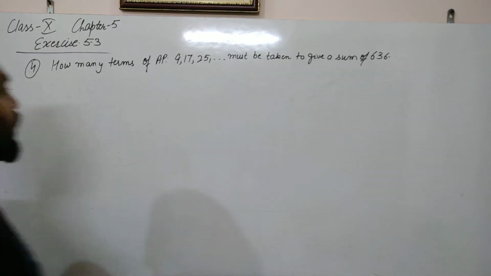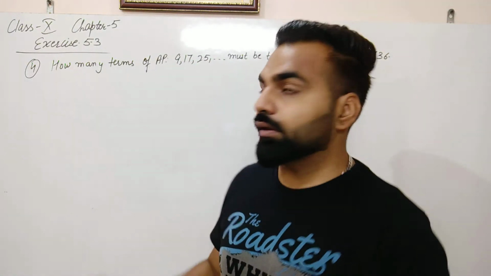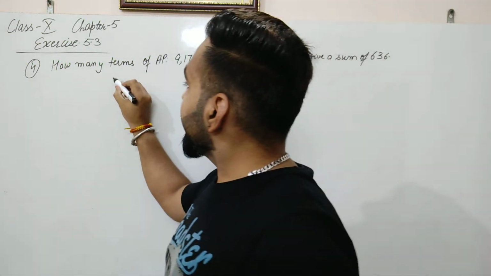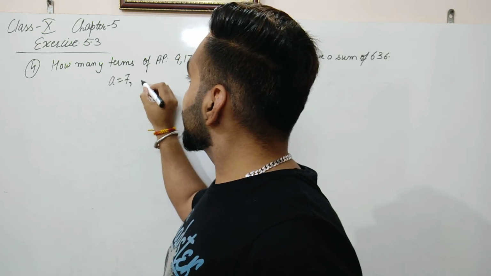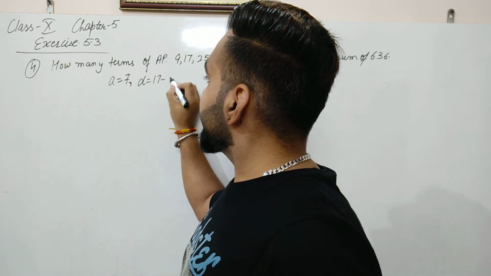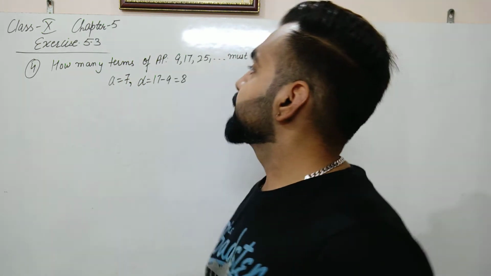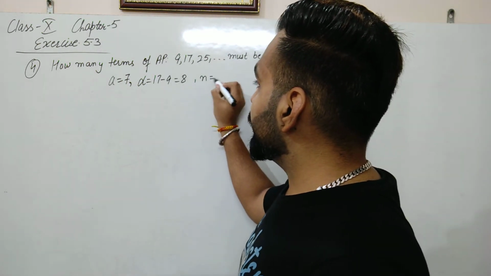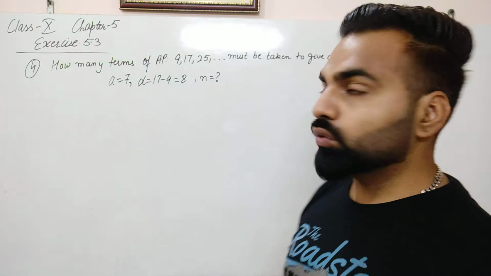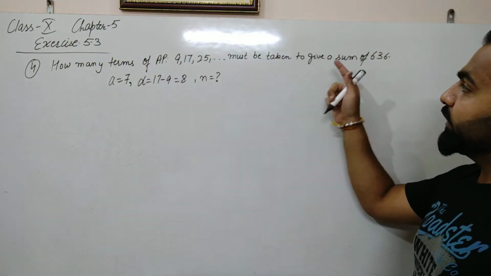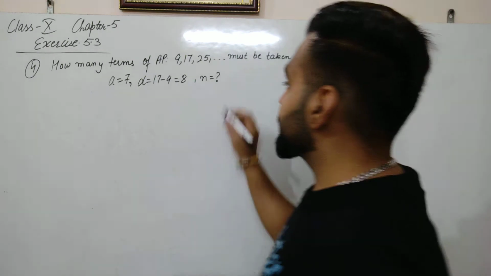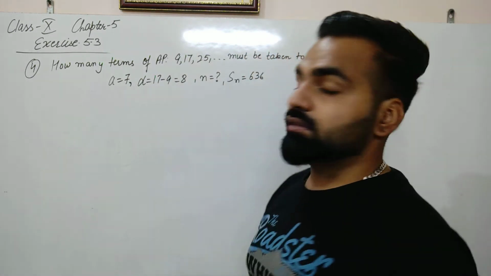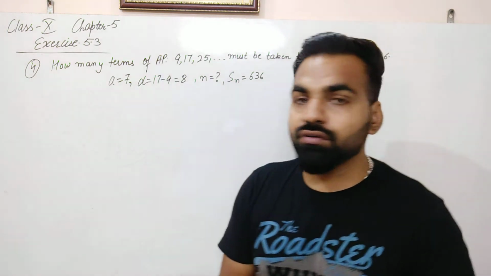Question number 4 now. How many terms of the AP 9, 17, 25 must be taken to give a sum of 336? So A is 9, D is 17 minus 9, which is 8. We have to calculate the value of n, which is unknown. The sum is given, Sn is 336, so we have to find the value of n here.